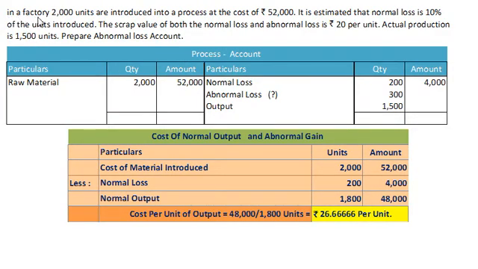Here is question number 3. In a factory, 2000 units are introduced in a process at the cost of rupees 52,000. It is estimated that normal loss is 10% of the units introduced. The scrap value of both the normal loss and abnormal loss is rupees 20 per unit. Actual production is 1500 units. Prepare abnormal loss account. To solve this question, first we will prepare process account.